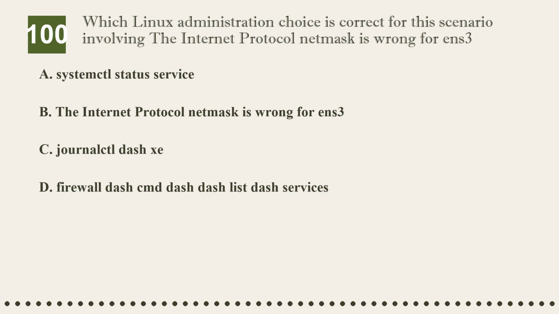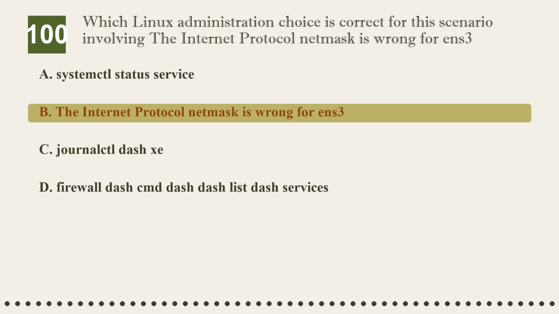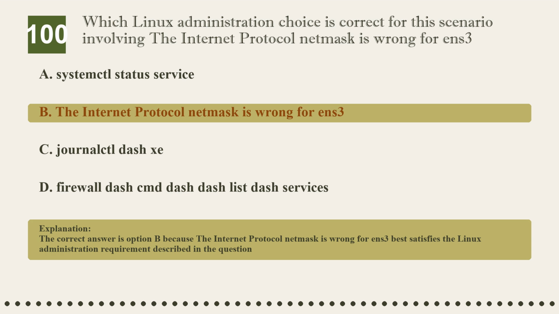Question 100. Which Linux administration choice is correct for this scenario involving the Internet Protocol netmask being wrong for ens3? Option A. systemctl status service. Option B. The Internet Protocol netmask is wrong for ens3. Option C. journalctl -xe. Option D. firewall-cmd --list-services. The correct answer is option B, because the Internet Protocol netmask is wrong for ens3 best satisfies the Linux administration requirement described in the question.